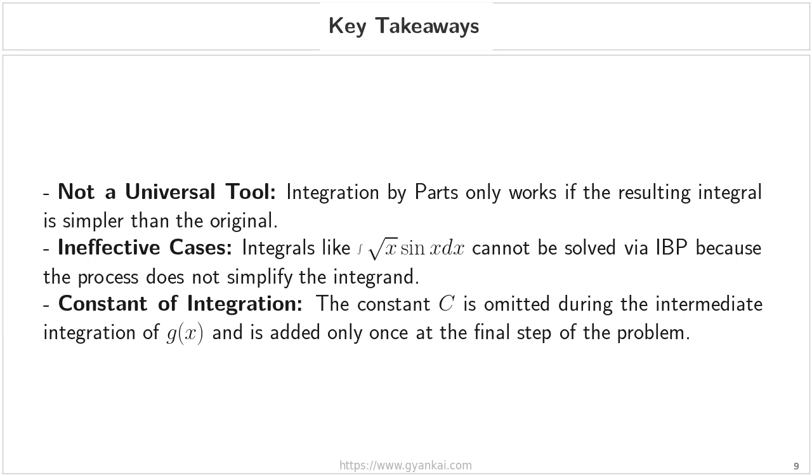Okay, let's recap what we've learned about integration by parts. This slide summarizes the key takeaways, so pay close attention. So, to reiterate, always check if IBP will actually simplify the integral, recognize when it won't work, and remember the rule about the constant of integration. Save it for the very end.